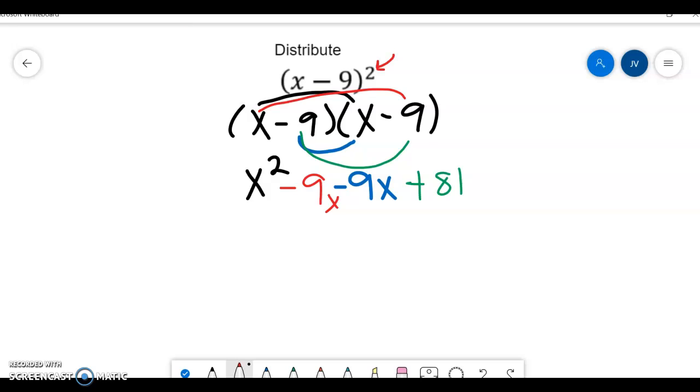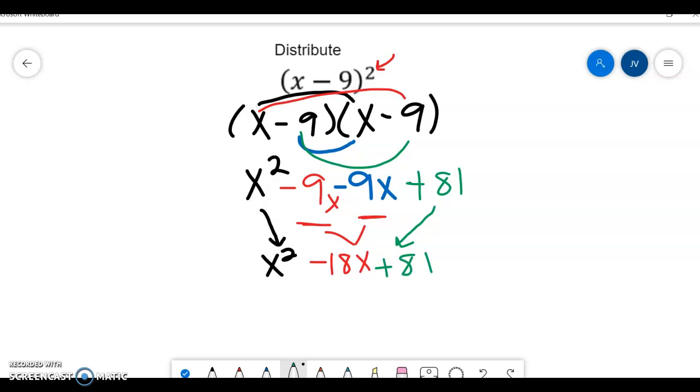These two middle terms combine together to make negative 18x. This x squared has nothing else to combine with, so it just stays x squared. And this positive 81 has nothing else to combine with, so it stays like that. So this is my final simplified distributed out form right there.